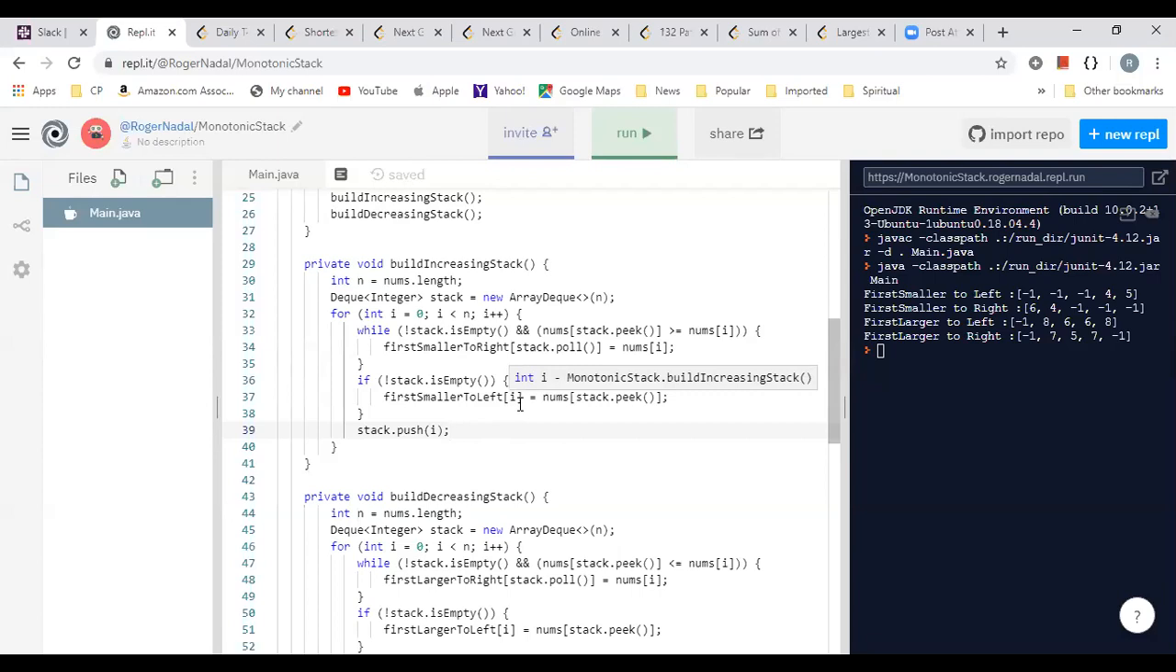Yeah, makes sense. Can we put a number instead? I don't think it would work. If we put the value, I don't think it's going to work because we don't know what index. That's right, you're right.